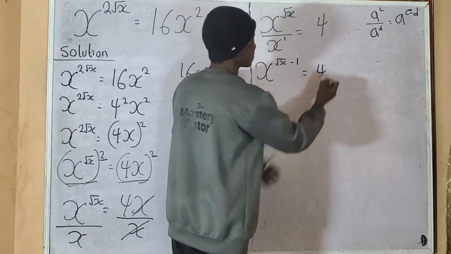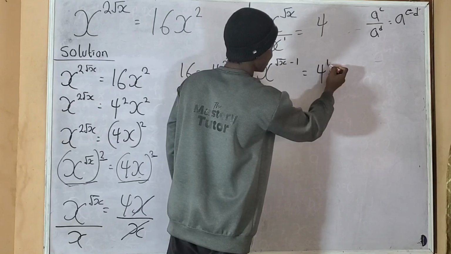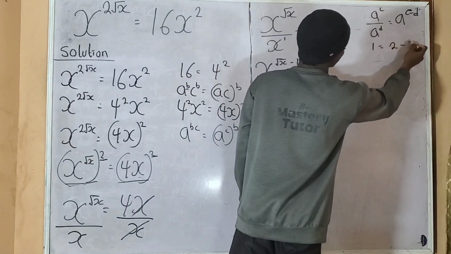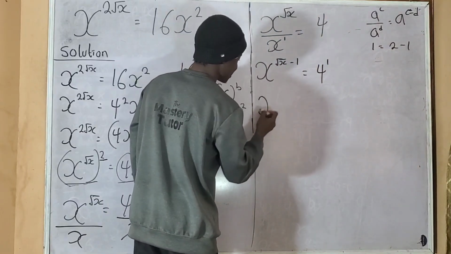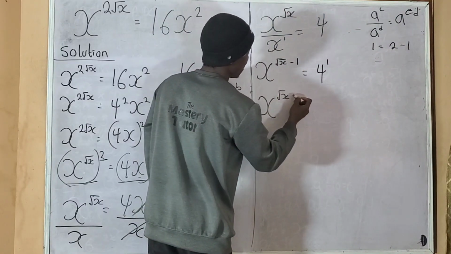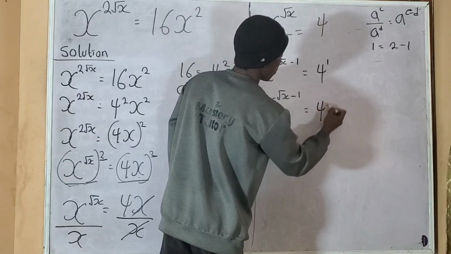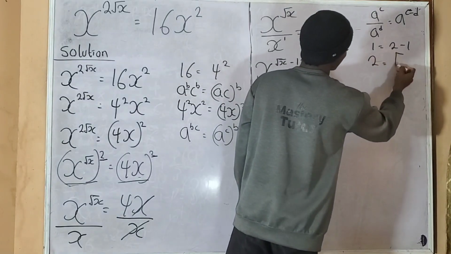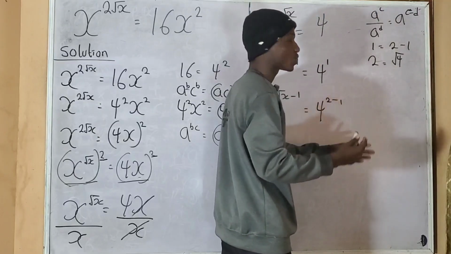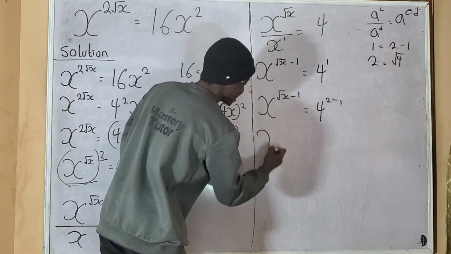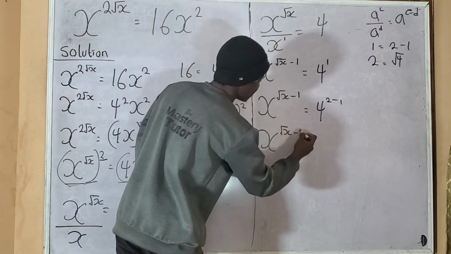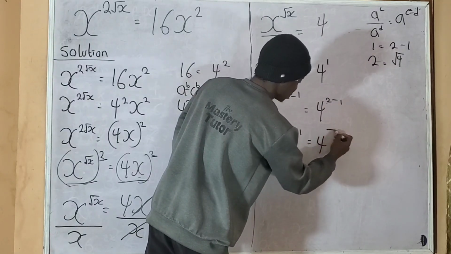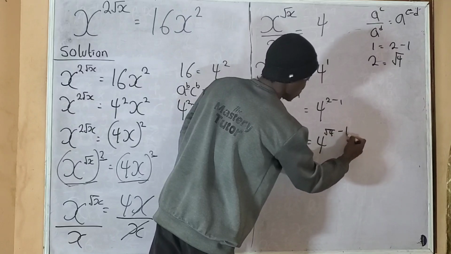Now, this 4 can be written as 4 raised to the power of 1, right? Are you following? Now, 1 can be written as 2 minus 1. So I'm going to have x raised to the power of root x minus 1 equals 4 raised to the power of 2 minus 1. Now, do not forget that 2 can be written as the square root of 4, that is the principal square root of 4. So I'm going to have x raised to the power of root x minus 1 equals 4 raised to the power of square root of 4 minus 1.